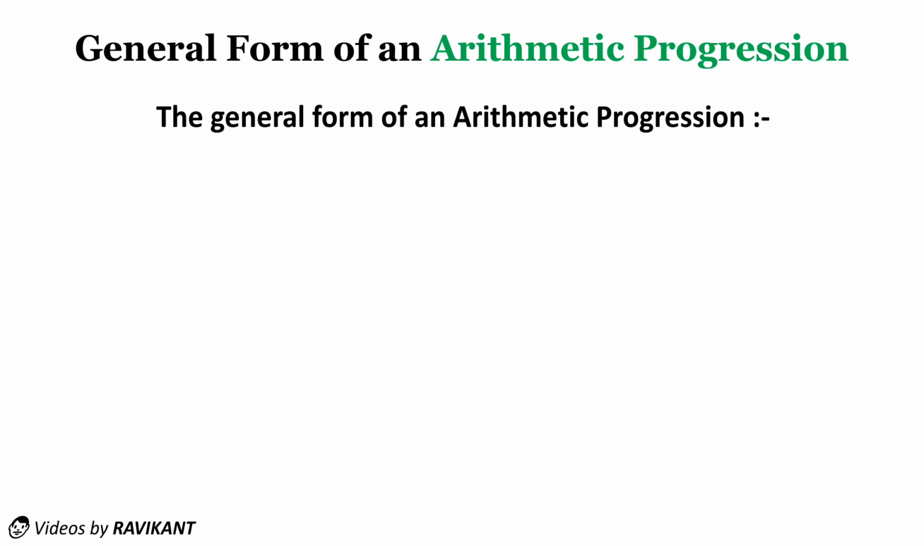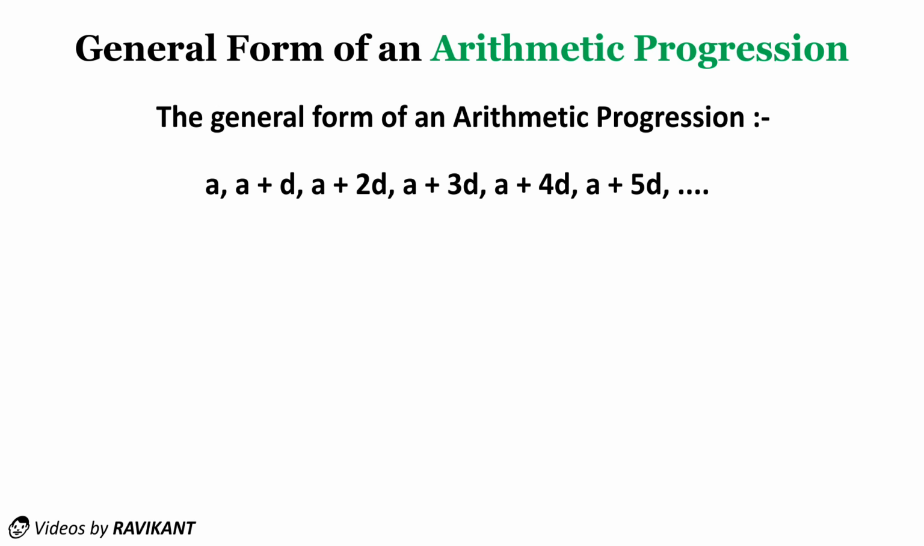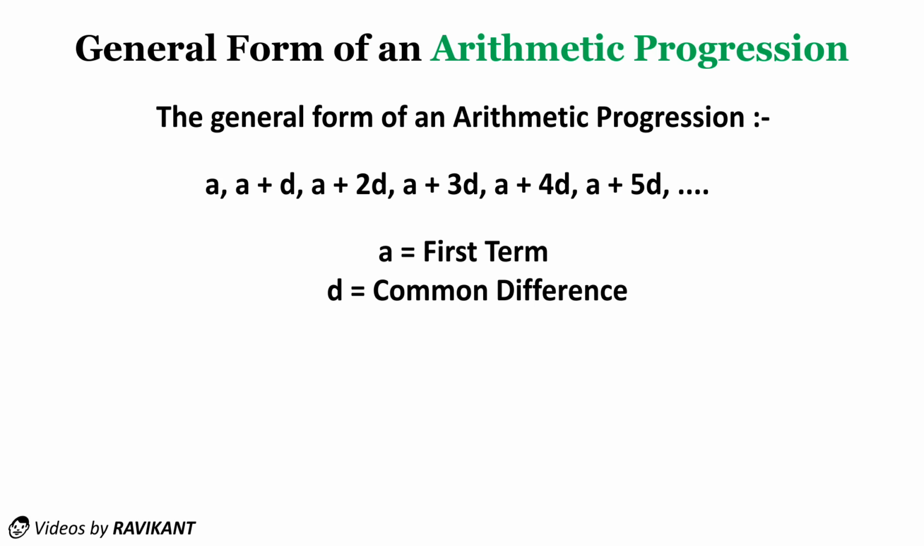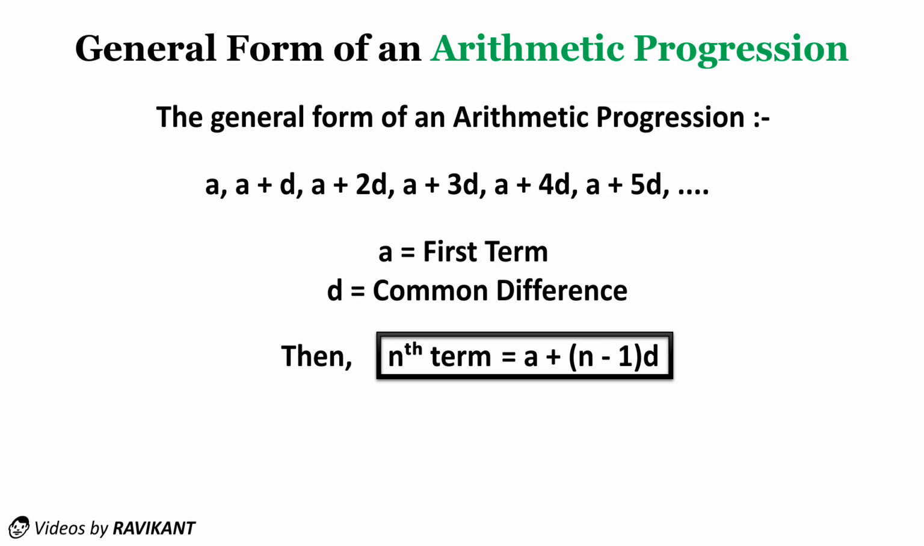The general form of an arithmetic progression is given by a, a plus d, a plus 2d, up to dot dot dot. Here a is the first term and d is the common difference. Then the nth term of an arithmetic progression is given by a plus n minus 1 into d. If you think where this term comes from, then we go through a proof, because proof is the only thing with the help of that things become very easy.